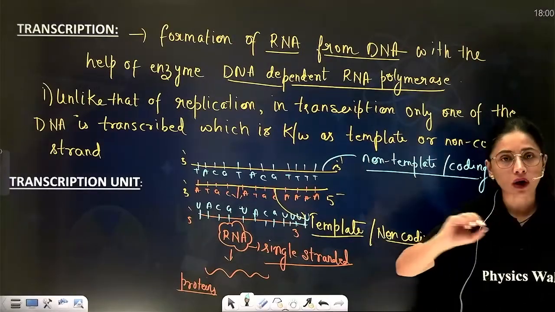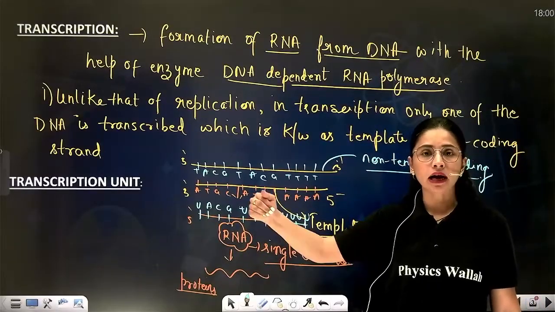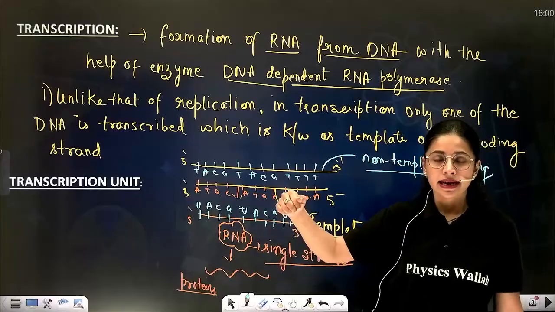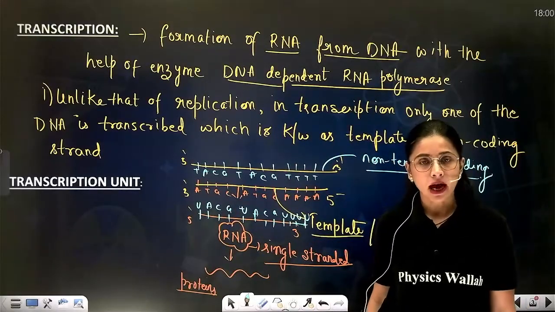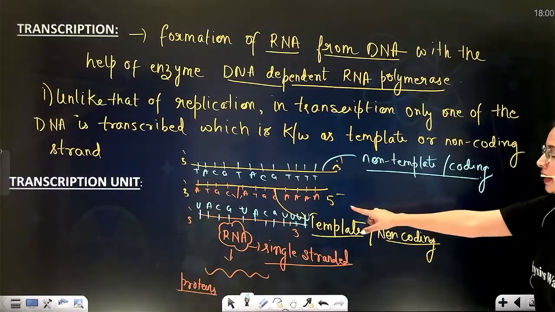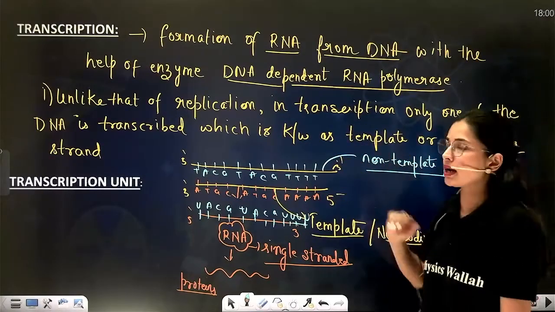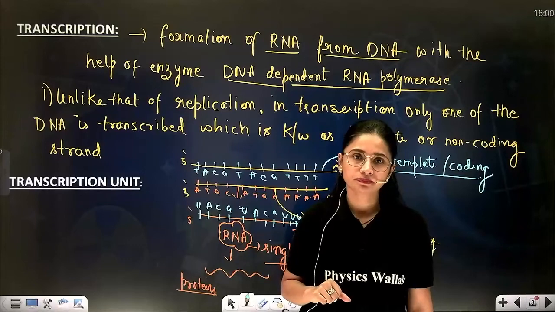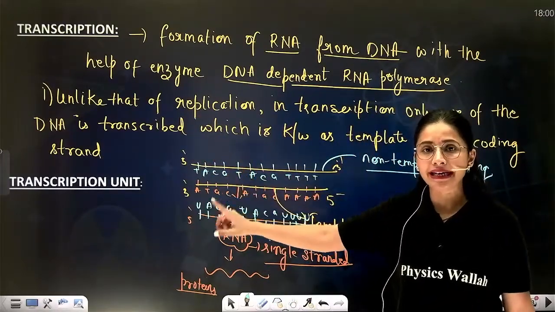Coding means the strand which is utilized for protein synthesis. So basically non-template strand is same as that of RNA. Whatever protein RNA is going to synthesize is actually the same as that of non-template strand. I hope you have understood this point, that why non-template is coding and why template is non-coding. It all depends upon the arrangement of nucleotide. First point of difference you have seen between replication and transcription. Now moving towards the next point of difference.